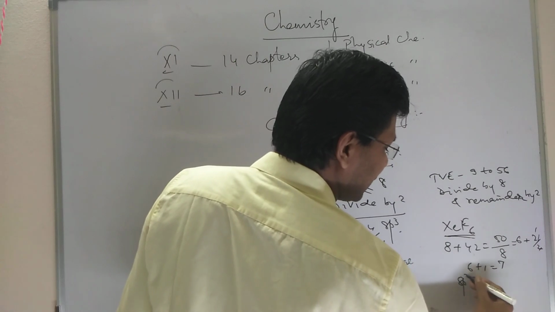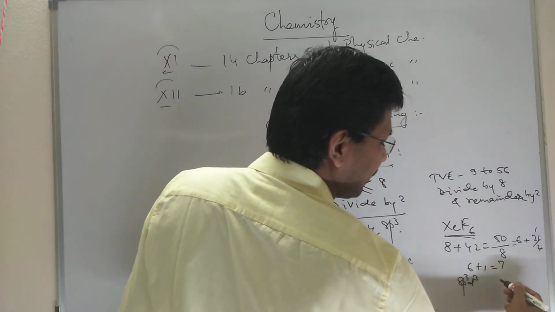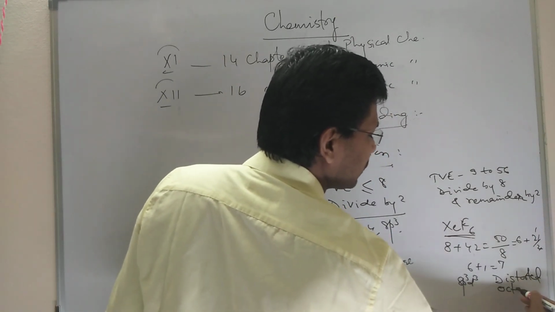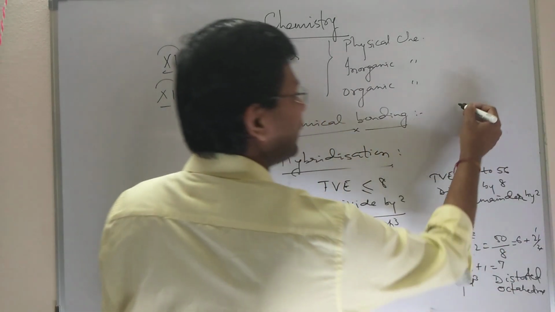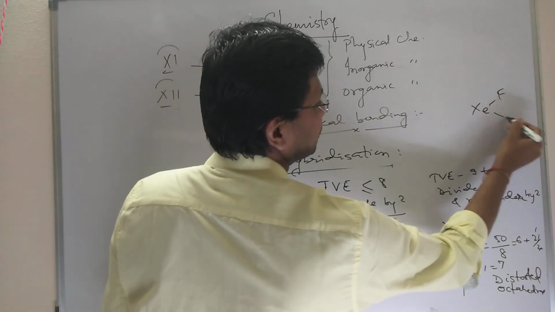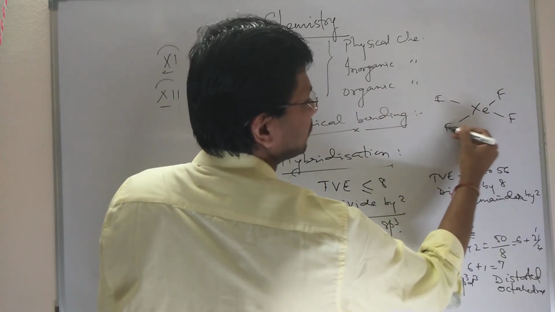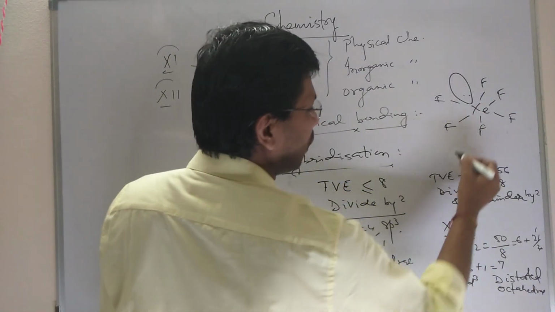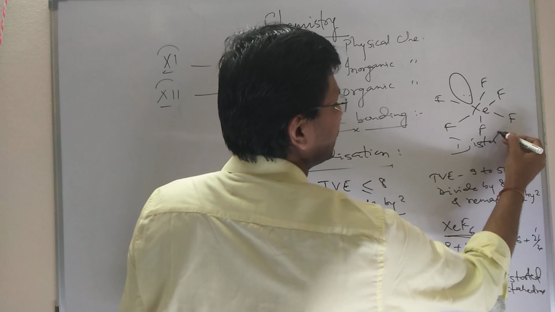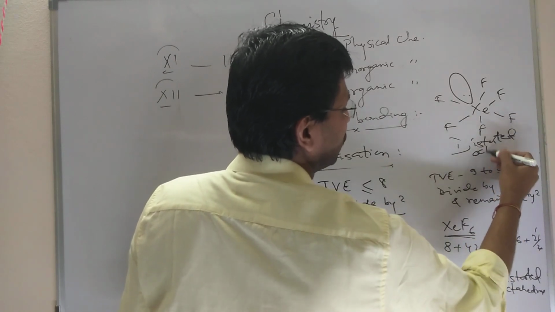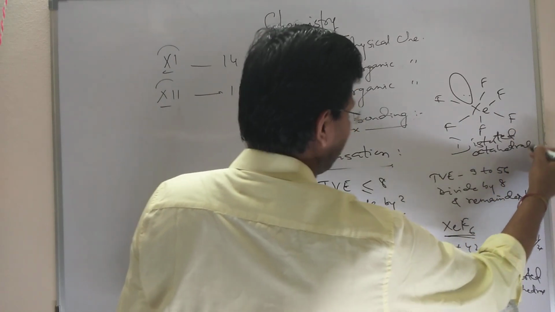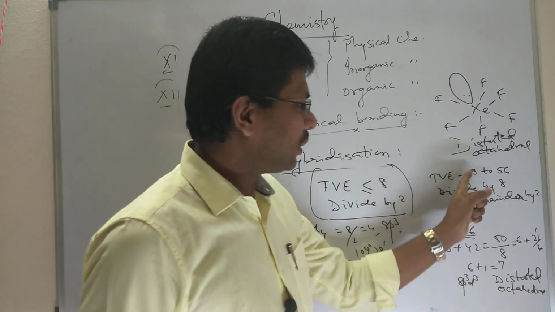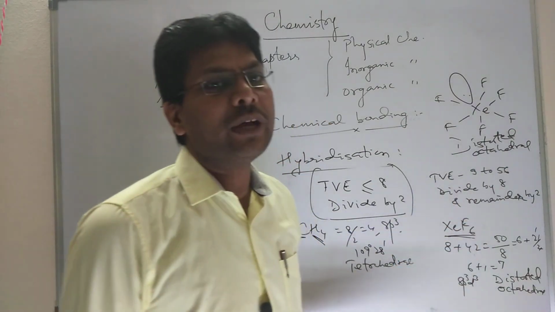So it is sp3d3. The shape of the molecule is distorted octahedral. If you want to see the structure of xenon hexafluoride, the structure is like this. Here is one lone pair, so it is distorted octahedral. Using these simple tricks, total valence electrons less than or equal to 8, and total valence electrons ranging from 9 to 56, you will be able to solve the question based on hybridization.